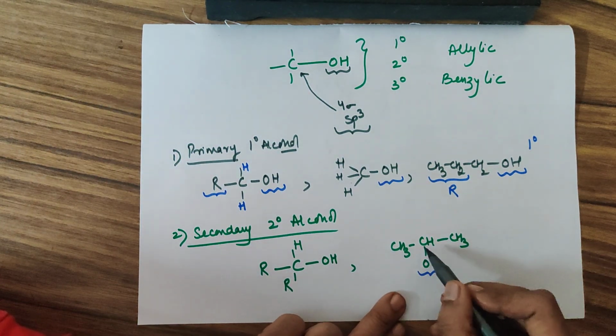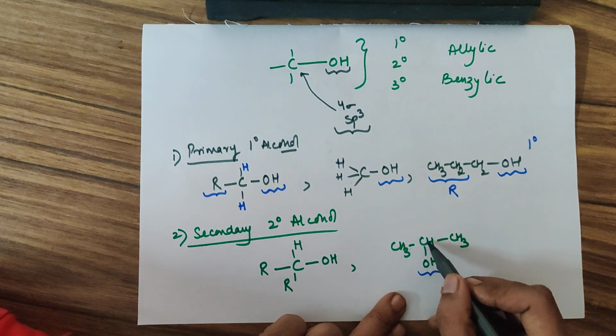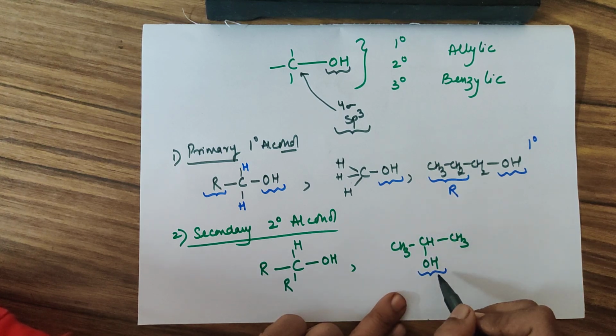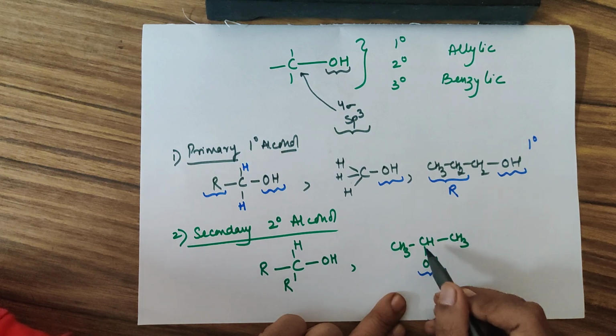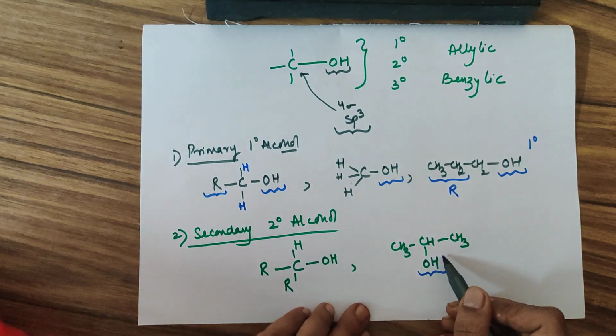Now OH, you can see, how many bonds does the carbon have? 1, 2, 3 and 1, that is 4. Out of 4 bonds, there is 1 OH, 2 are R groups and 1 is H. So the OH is attached to a carbon which has only a single hydrogen. It comes under the category of secondary alcohol.